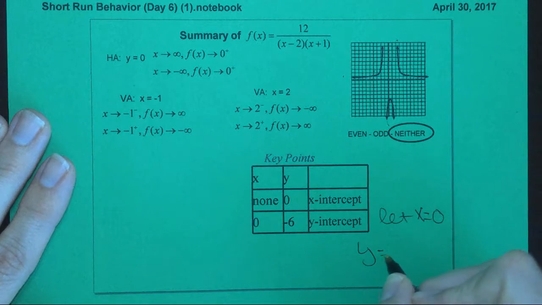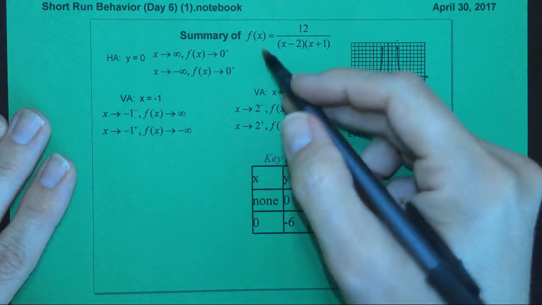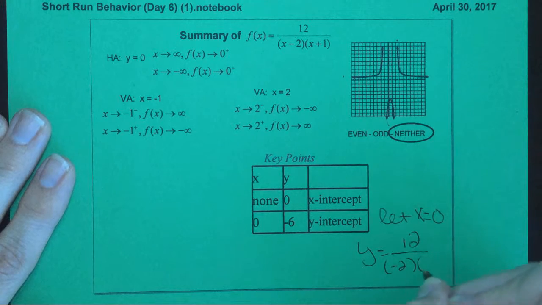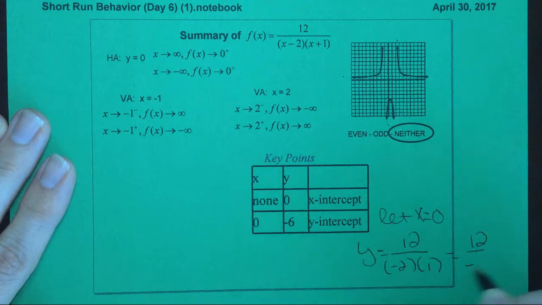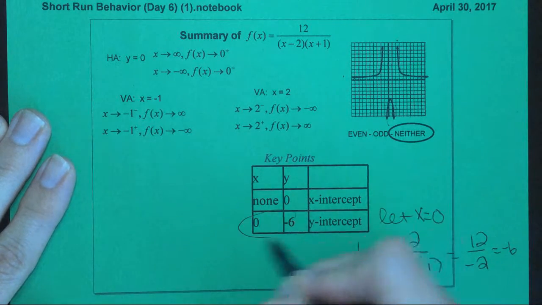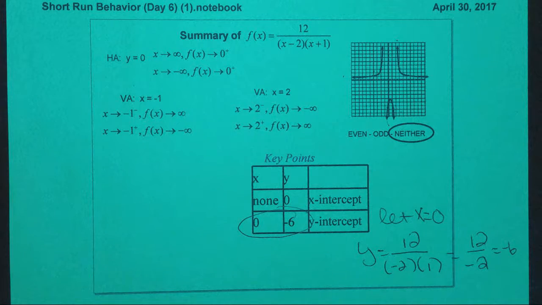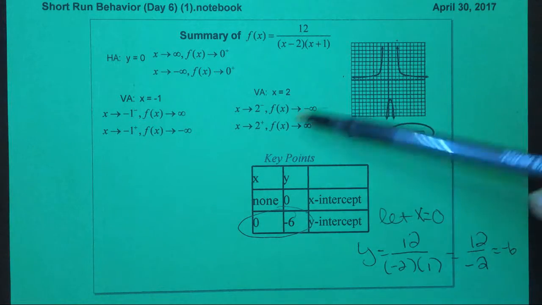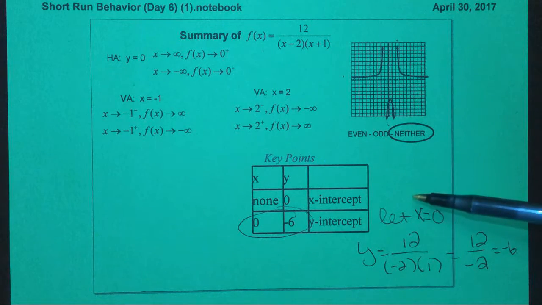So we're going to have y equals 12 over (0 minus 2), which is negative 2, times (0 plus 1), which is 1. 12 over negative 2 times 1 is negative 2, which is negative 6. So my y-intercept is (0, negative 6). So these problems take a lot more work. Start with your long run behavior and then focus on each one of your asymptotes separately.